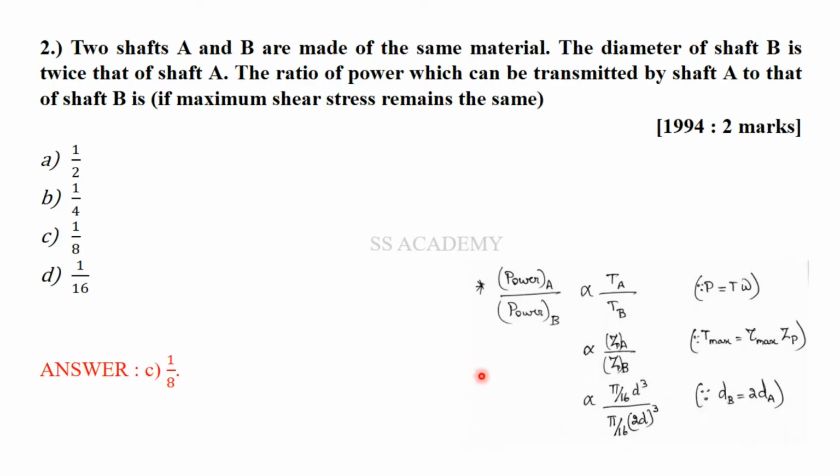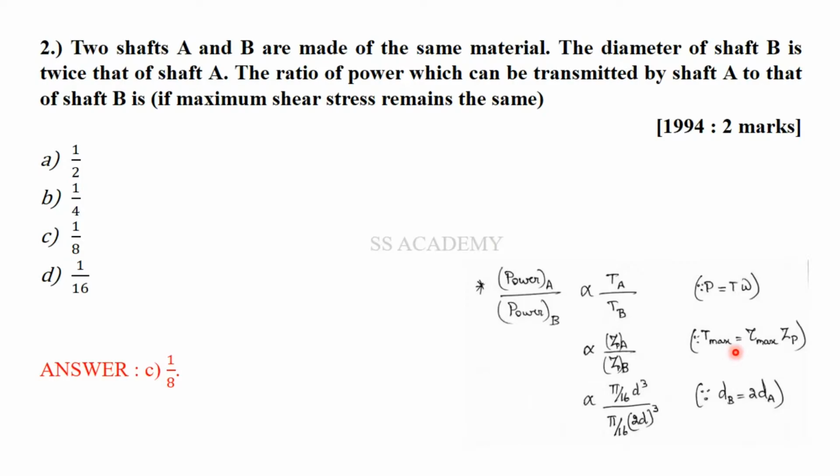So before going to this concept, this question was asked in a 1994 GATE exam for 2 marks. We know that power is equal to torque into omega. Since power is transferred from shaft A to shaft B, both will have the same angular velocity. So omega is constant. So we can write that power is directly proportional to the torque. So power of A by power of B is directly proportional to torque of A by torque of B.